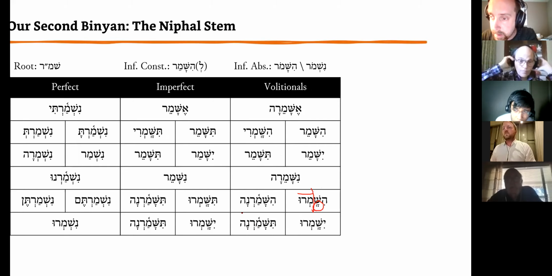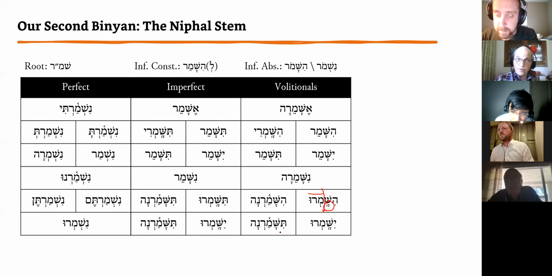Yishameru, let them be guarded. This one here, tishamarna, yishameru. This is let them, and this is let them, feminine. Let them be guarded or be kept.